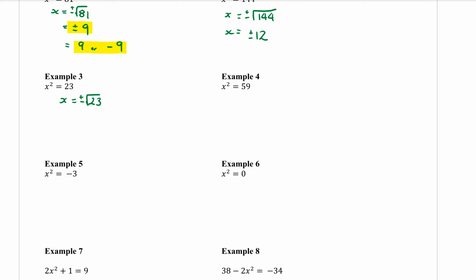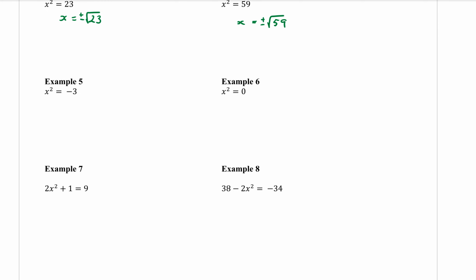Okay, so to get rid of the squared, we are going to square root the 59 and the plus or the minus at the front. Does the square root of 59 come out nicely? No. Nope. So we're done. Question 5.